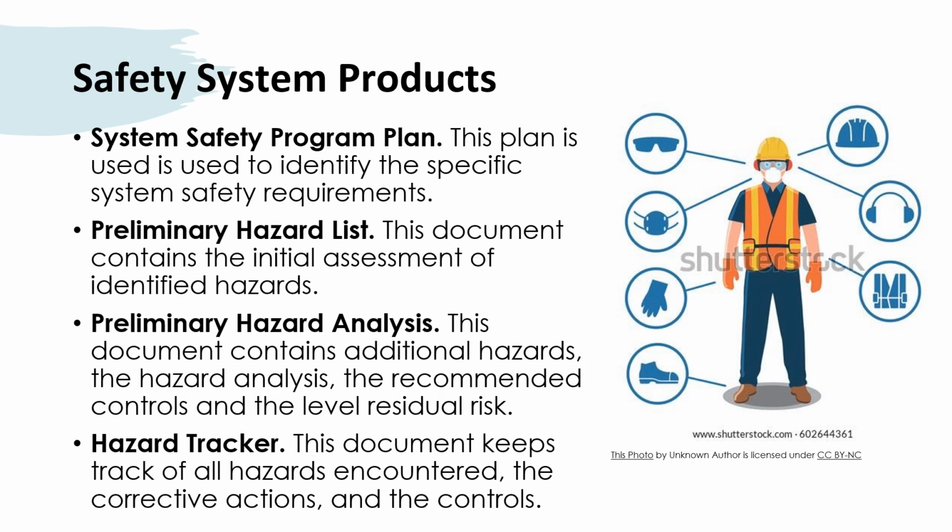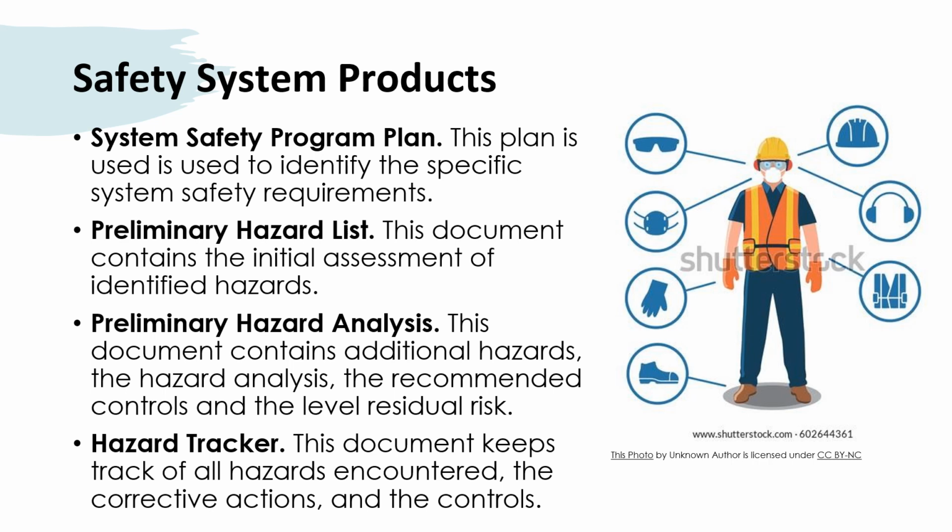The purpose of the System Safety Program Plan is to identify the specific system safety requirements for the entity, product, or environment that is of interest. The preliminary hazard list document enables the initial assessment of hazards identified early in the life cycle of the entity, product, or environment that is of interest. The preliminary hazard analysis document is an extension of the preliminary hazard list. It contains additional hazards, the hazard analysis, recommended controls, and the level of residual risk after the controls have been applied.